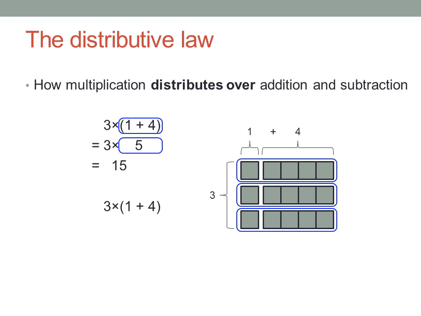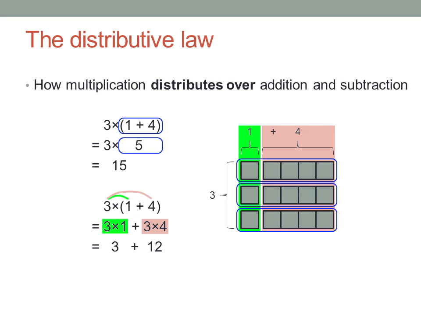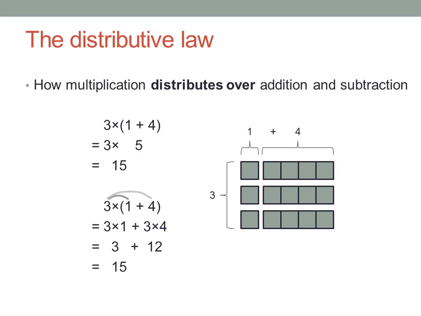But I can also look at the same question a different way. I have 3 lots of 1 and 3 lots of 4. 3 times 1 plus 3 times 4. 3 plus 12 is 15. See, I got the same answer, but I worked it out two different ways. What we're going to do is apply this idea to algebraic variables as well as numbers. Because sometimes I want a product, but other times I want a sum of terms instead. So I want to be able to convert back and forth between the two forms.